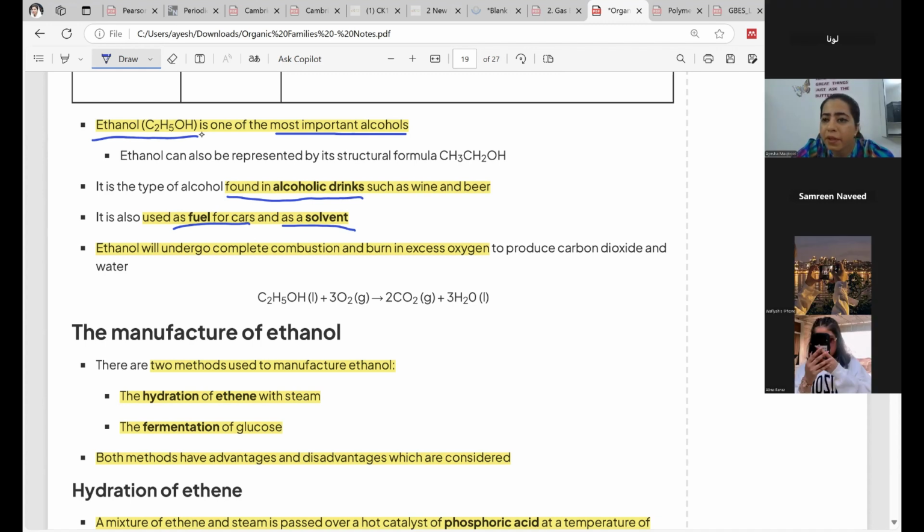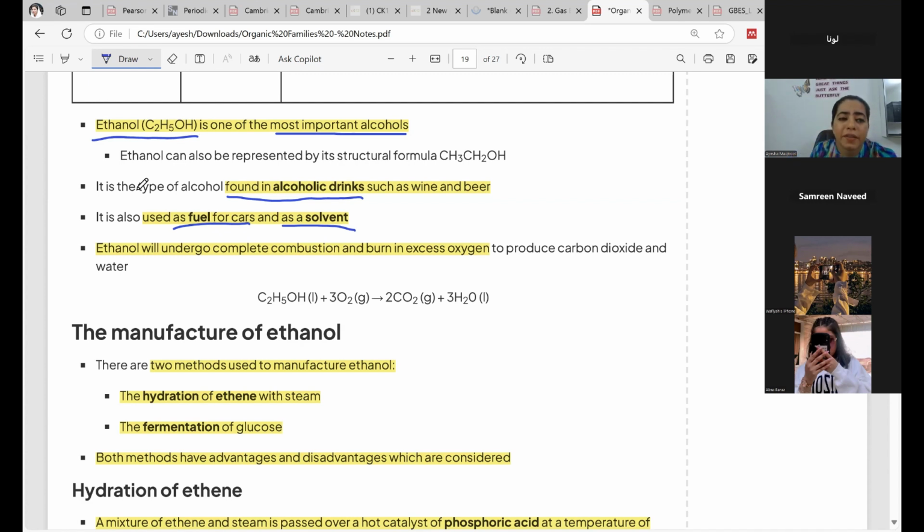Yes, Luna. Miss, by all the alcoholic drinks, you meant the ones which are used in the medical field, right? Maybe the maximum of the alcoholic drinks have ethanol. Alcoholic means having alcohol inside. So the two-carbon alcohol, ethanol, is present in alcoholic drinks. Yes, and in the medical field as well. Yes, that's what I meant.